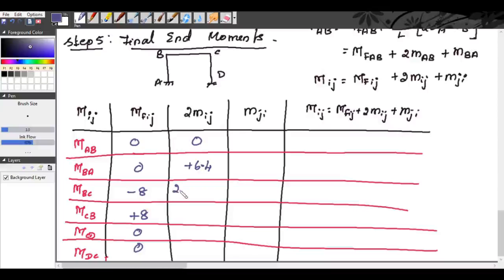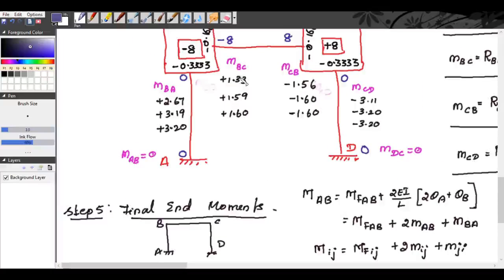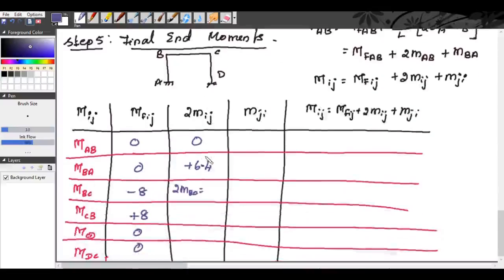Now here it is 2MBC. So for BC it is plus 1.6, multiply by 2 we get plus 3.2. The remaining things you can do in a similar way; it will be just the symmetric of this. So minus 3.2, minus 6.40. You can write this only because it is symmetric. If you write one half, the other half will be similar.